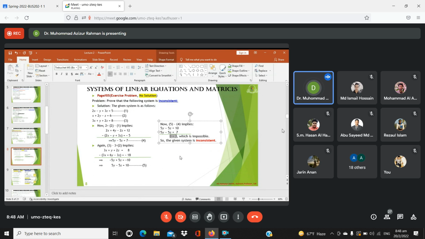So you're getting 0 equals to 3, which is not possible, which is impossible. So in this case, we can say that the system is inconsistent and there should be no solution. So we can prove our concept to show that the system is inconsistent. We found that the system shows something which is impossible. That means the given system is inconsistent.